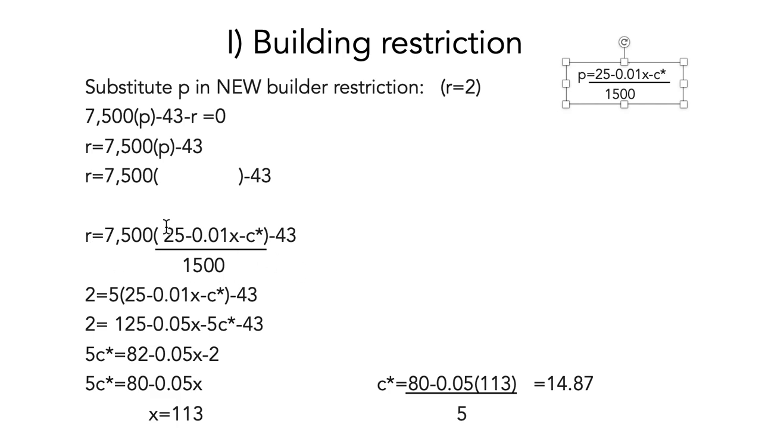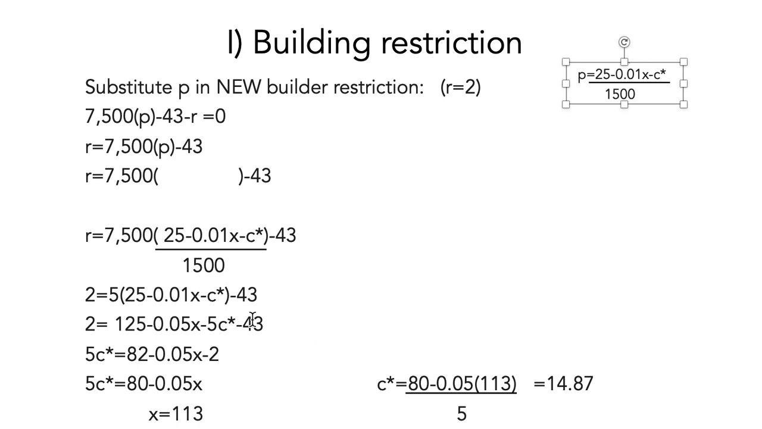And I'm going to simplify it, and the easiest way is to divide 7,500 by 1,500. That's 5. So we have R, which is equal to 2, so we put the 2 already, equals 5, open parenthesis, 25 minus 0.01x minus C star, close parenthesis, minus 43. And now we have everything in terms of C star and X. I'm just solving for C star because we already know the value of X. So I subtract 2 from both sides. I add 43 on both sides.